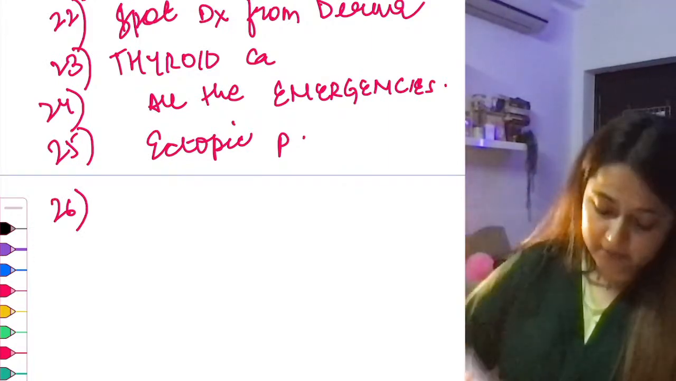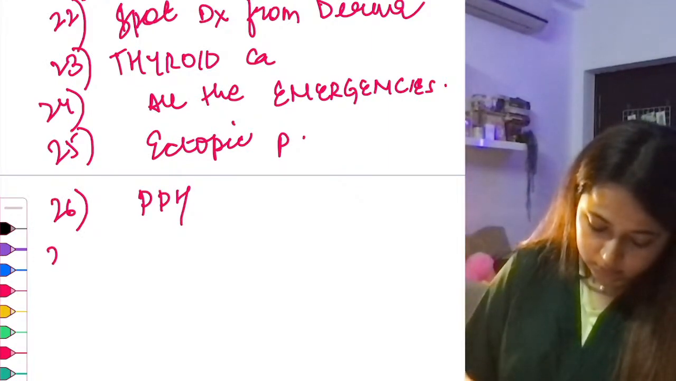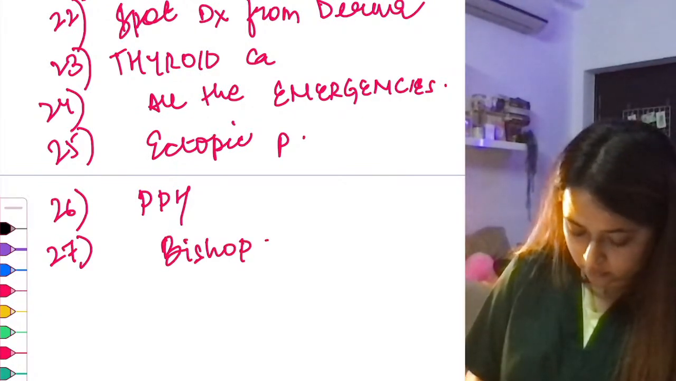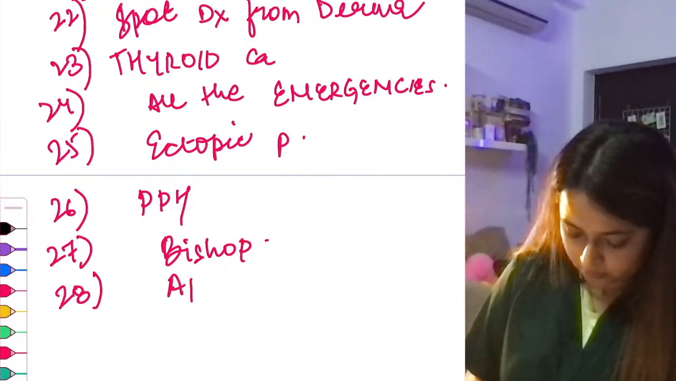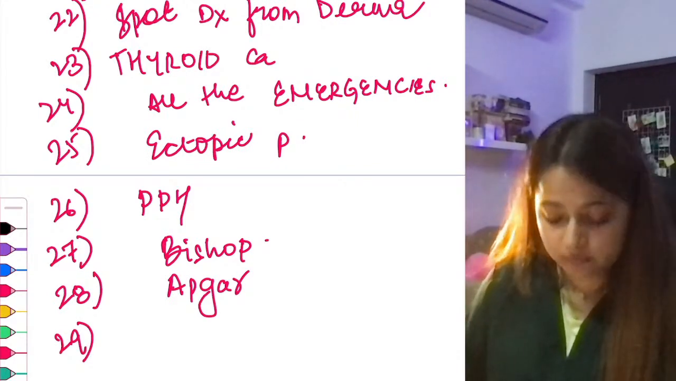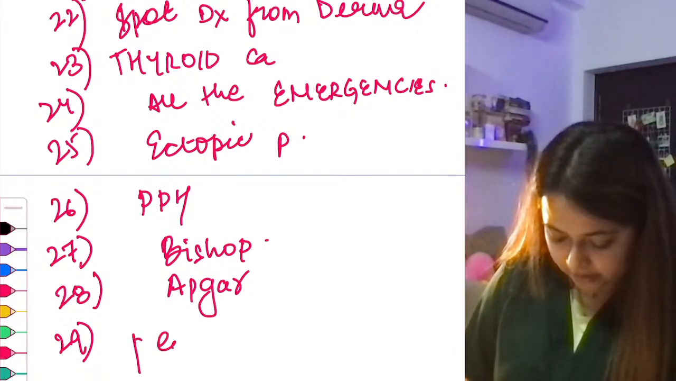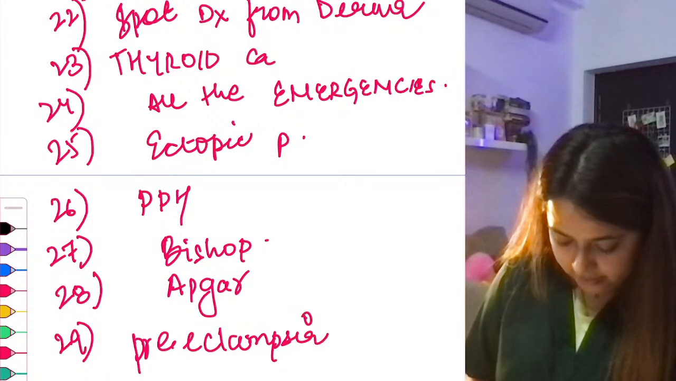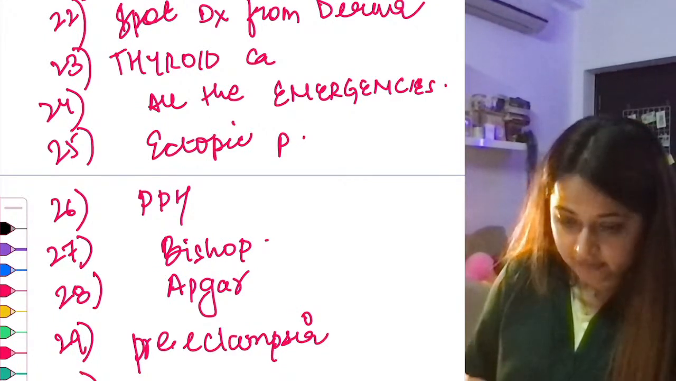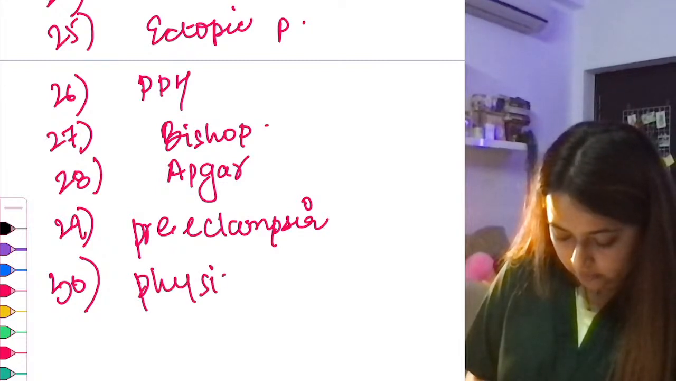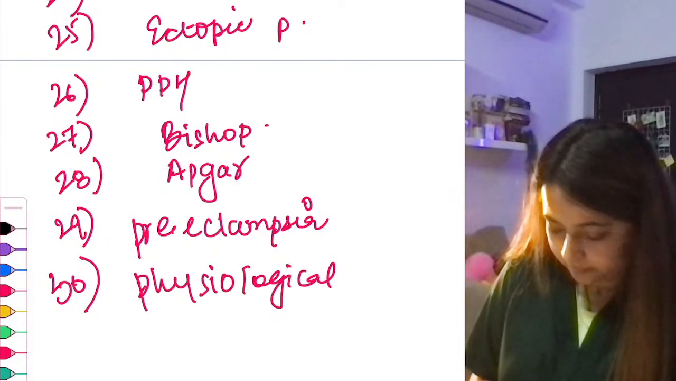Then PPH. These are the bare minimum things. Bishop score, Apgar, then eclampsia, pre-eclampsia. Next very high yield topic, physiological changes in pregnancy.